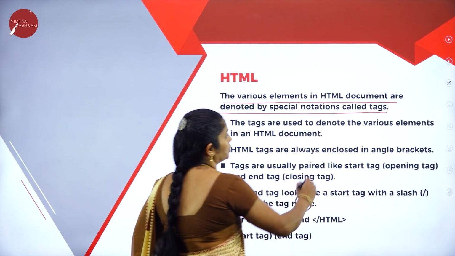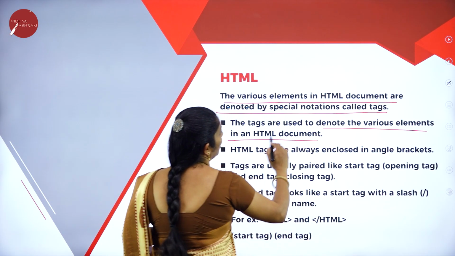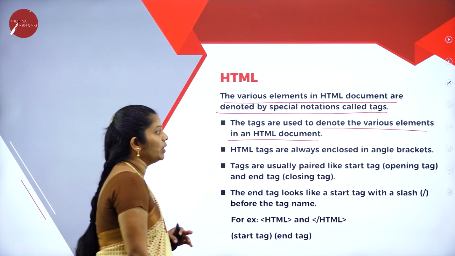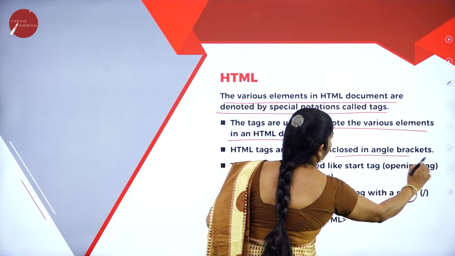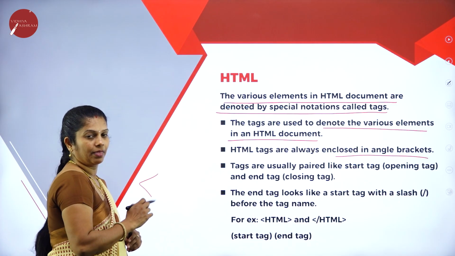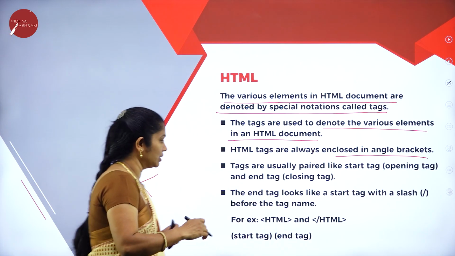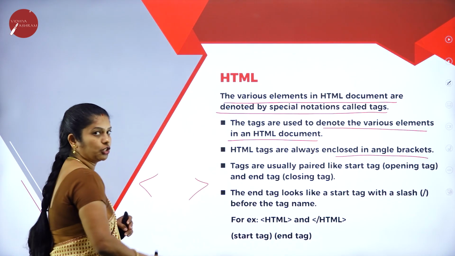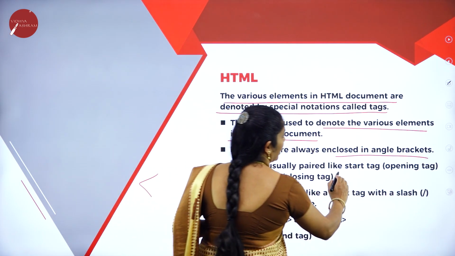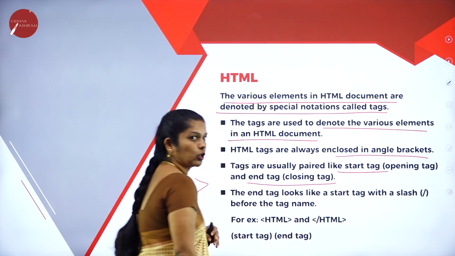The tags are used to denote the various elements in an HTML document. Especially in HTML, tags are always enclosed in angle brackets. Compulsorily here we have to use angle brackets only. If you are using a C++ program, there we use curly brackets, whereas here angle brackets must be used. And the tags are usually paired: a start tag, the opening tag, and an end tag, the closing tag.